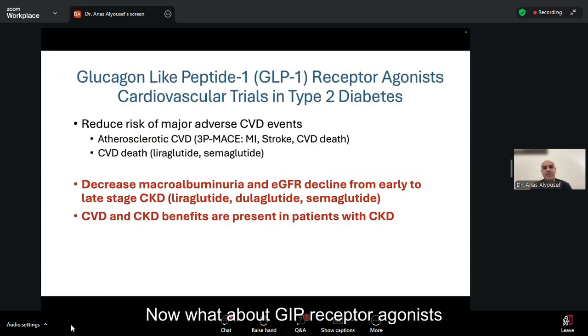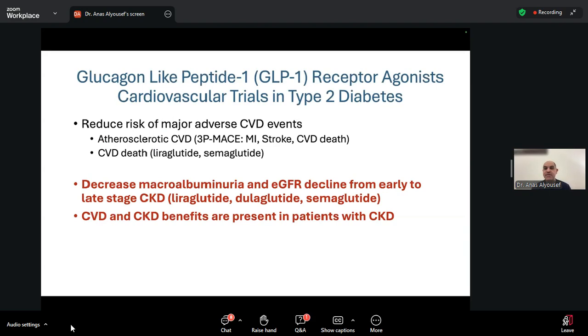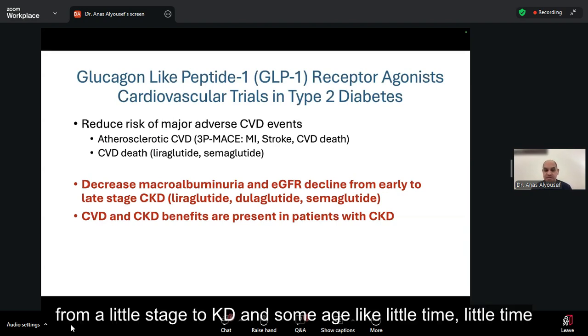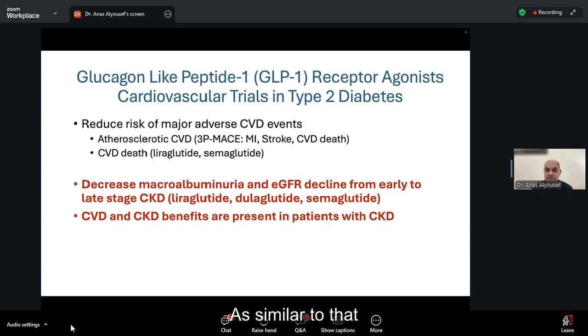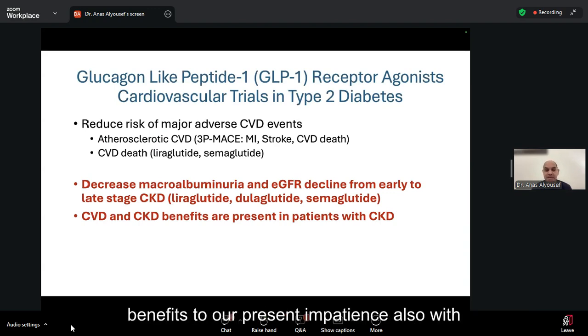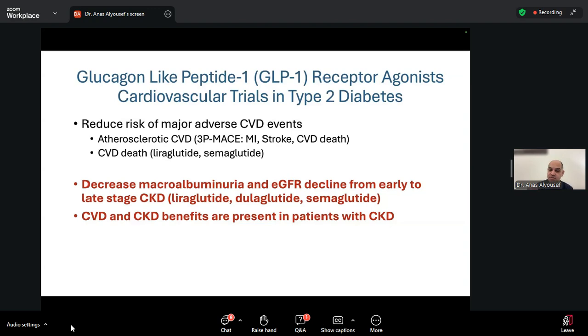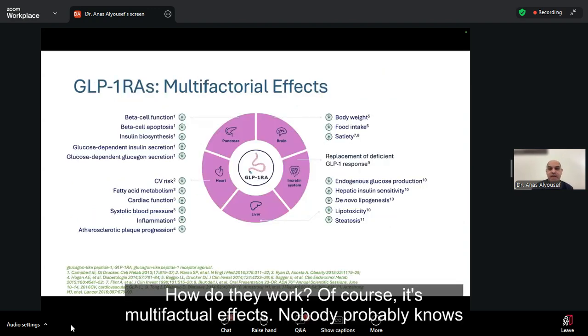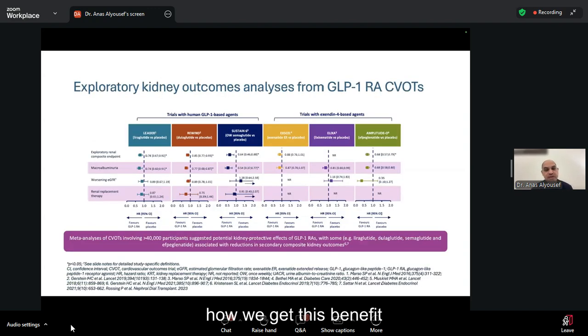Now, what about GLP receptor agonists? Of course, many trials, they've shown decreased macroalbuminuria and eGFR decline from early to late stage CKD, and some agents like liraglutide, dulaglutide, and semaglutide. Cardiovascular and CKD benefits are present in patients also with CKD. How do they work? Of course, it's multifactorial effects. Nobody probably knows how we get this benefit.